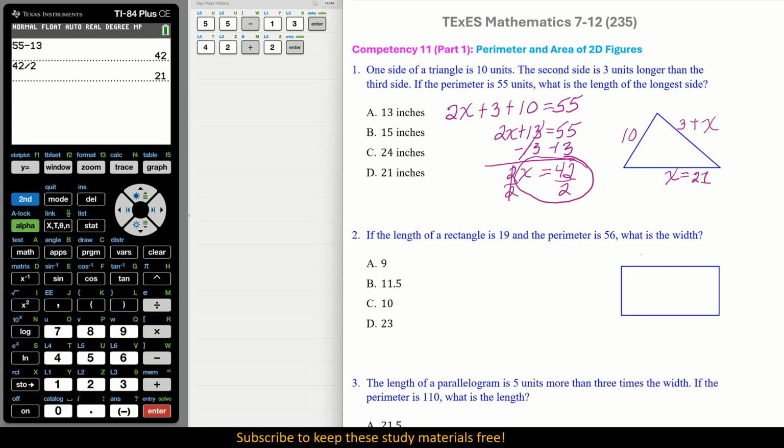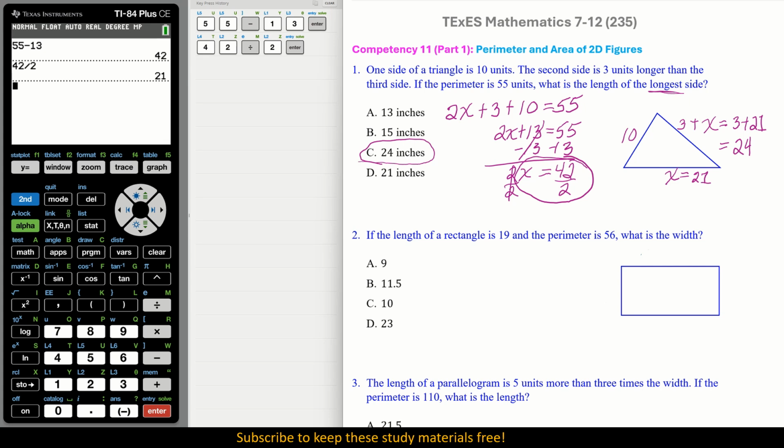But what would the other side equal? That would be 3 plus 21, which would equal 24. So the answer is actually 24 inches for the longest side. You have to be careful with that wording, but if you look at it, obviously that's what they mean. The longest side would be 24 inches, because then the second longest would be 21, and the shortest would be 10. So we do have that correct.